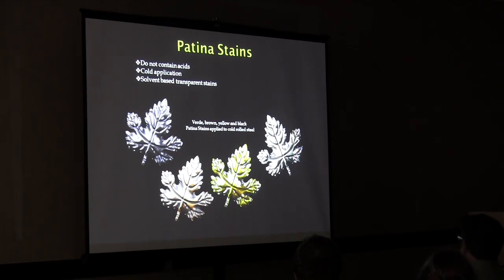This one has nothing but the patina stained black. The next one here, the brown, has a patina stained brown and a little yellow. And this one here, the yellow one, is basically yellow over the black. The last one, the green, has green and black stained over the top of the black patina.